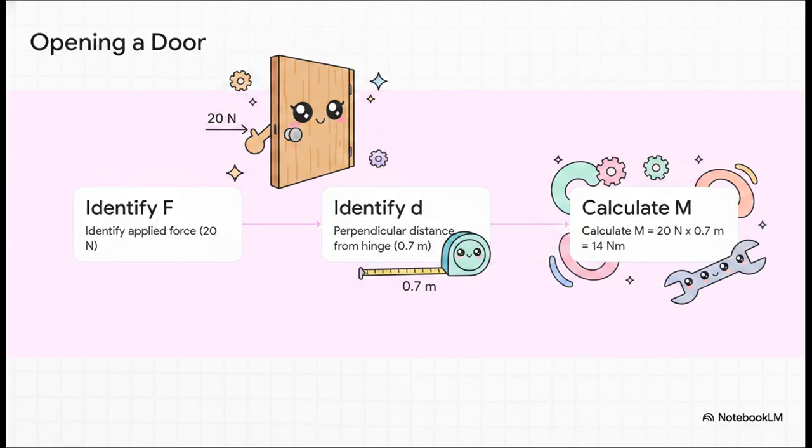Step 1. We identify the applied force. Let's say we have a 20 Newton push right on the edge of the door. Step 2. We measure the perpendicular distance to our pivot point, which is the hinge. In this case, it's 0.7 meters. Step 3. We just calculate it out. 20 newtons times 0.7 meters gives us 14 Newton meters. So that door swinging open, that is literally a 14 Newton meter turning strength in action.